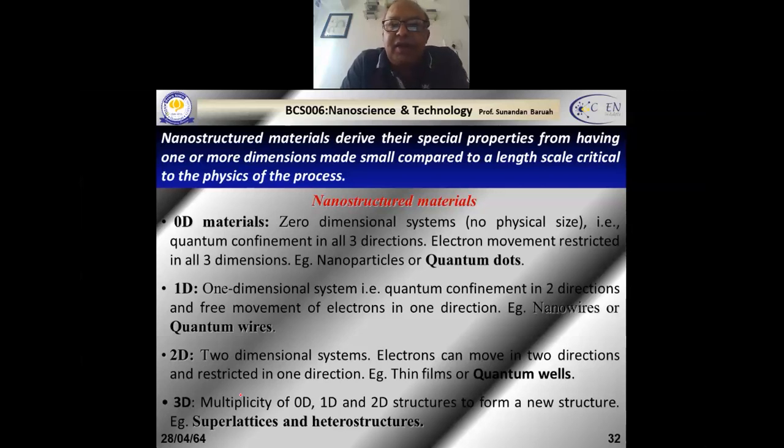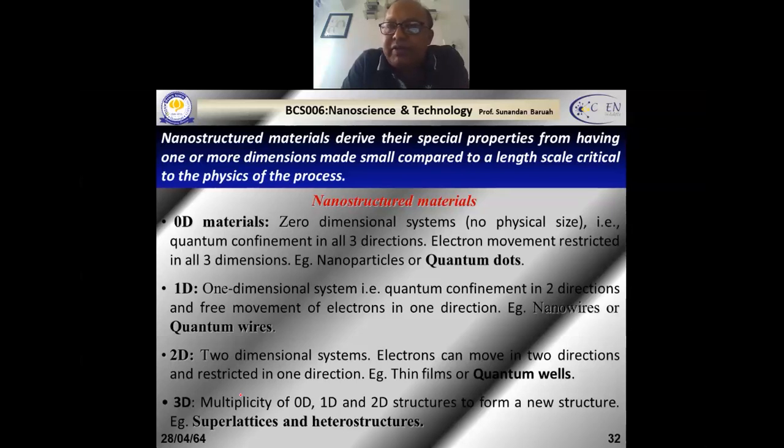Now if the confinement happens in two dimensions, that means the electron is not allowed to move in two dimensions, but it can freely move in one dimension, then we call it a one dimensional material. And if we restrict the electron in one dimension and it is allowed to move freely in two dimensions, then it is a two-dimensional material. And if the electrons are free to move in all three dimensions, we call it a three-dimensional material.